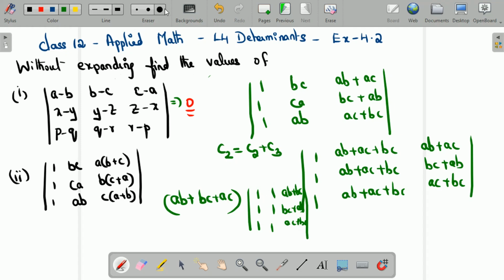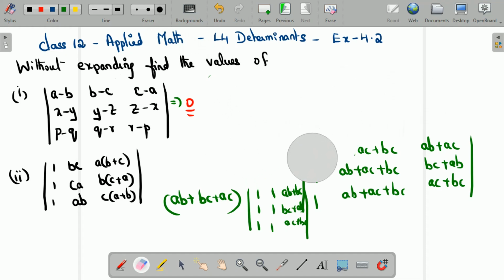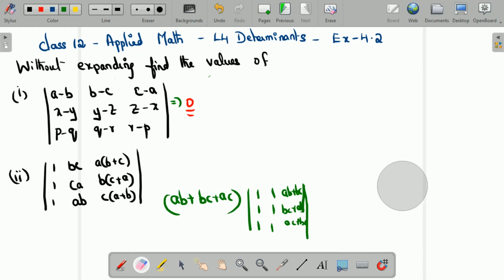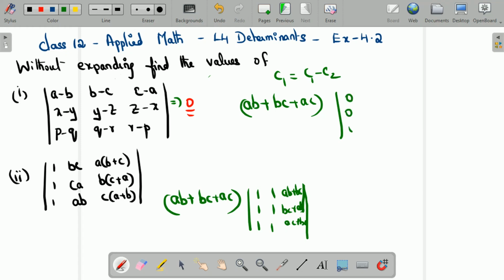So once more, if you can make a column transformation, this time we are going to say column 1 is a subtraction of the other. So let's make the transformation. C1 is equal to C1 minus C2. So this determinant becomes AB plus BC plus AC into 0, 0, 0, 1, 1, 1, AB plus BC, BC plus AB and AC plus BC.